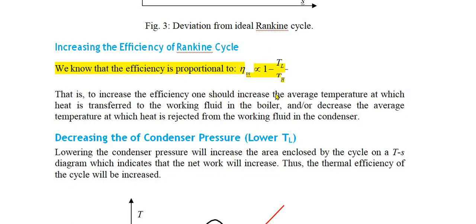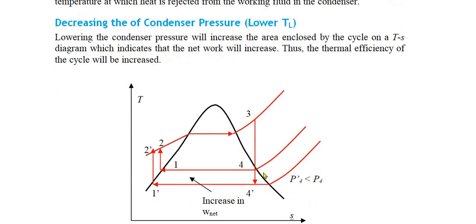Now the first method is decreasing the condenser pressure. By decreasing the condenser pressure, we can decrease the TL value, meaning the steam can be expanded more in the turbine. You can see 3 to 4 is the normal expansion, and if you decrease the condenser pressure, the expansion will continue till 3 to 4 dash.